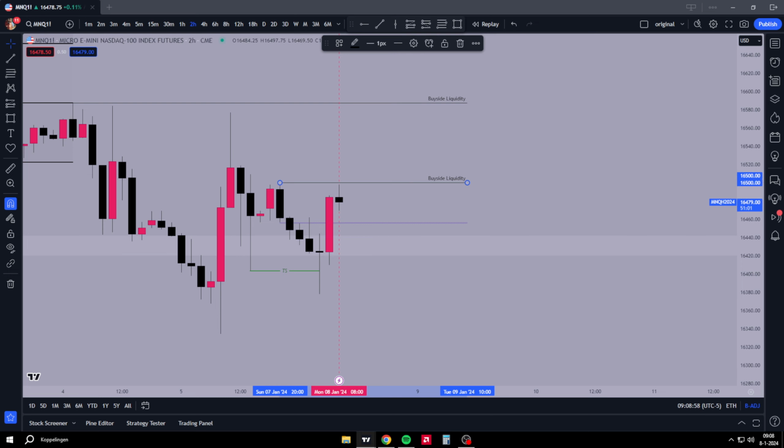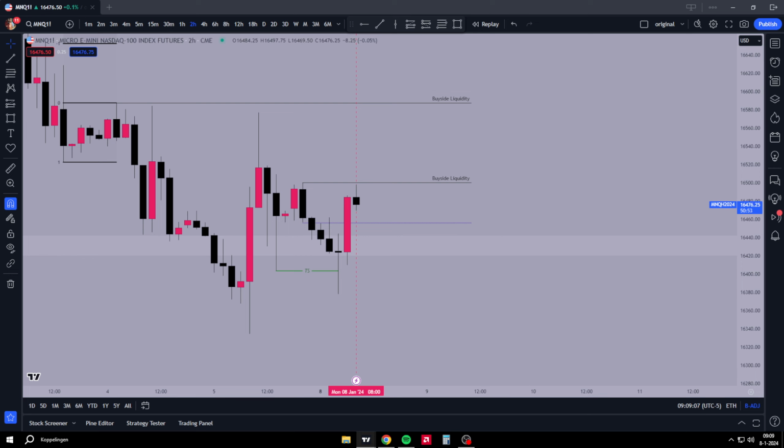So if we're looking at the 2 hour, and we look at, wait, why isn't it showing up? Maybe I need to be on the same. Wait. Why isn't my cursor showing up?